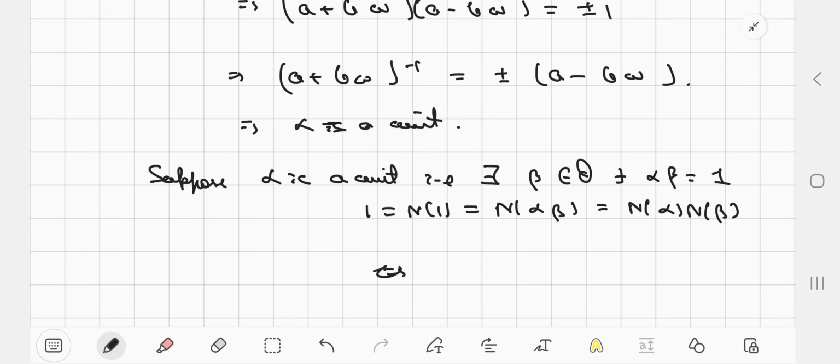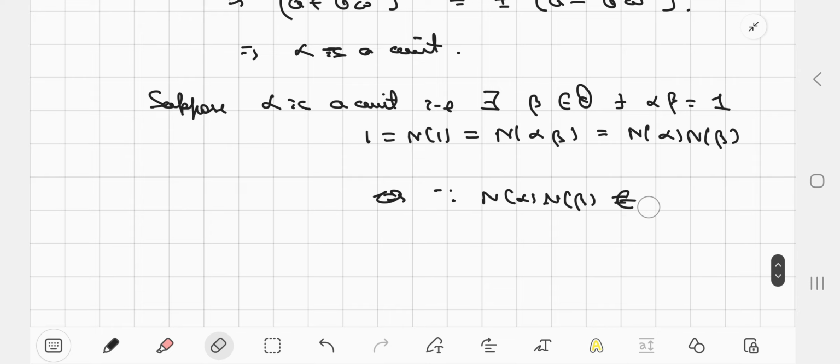So now since norm of alpha and norm of beta, they both come from integers, we are talking about norm of alpha beta, right? Now the norm of alpha, where alpha is of the form a plus b omega, where a and b are integers, so this surely resembles an element from integers, right? So both are coming from integers, but this implies then that norm of alpha and norm of beta can only constitute the values plus minus 1 respectively, right? Either both are plus 1, or both are minus 1.